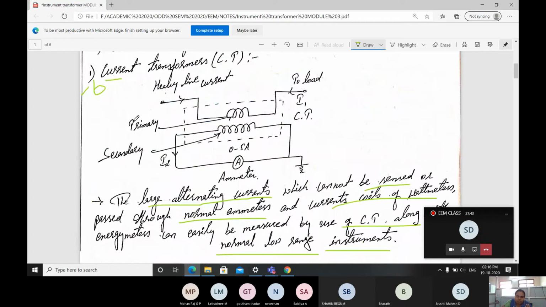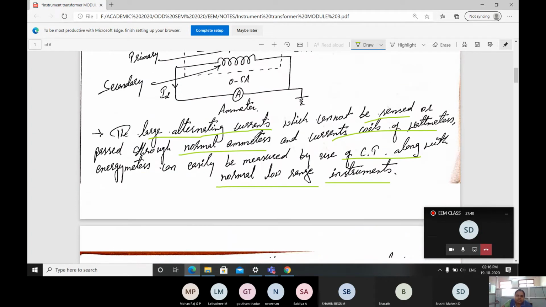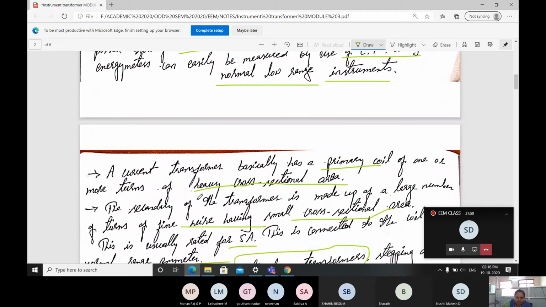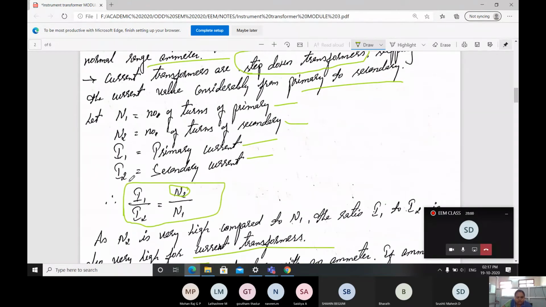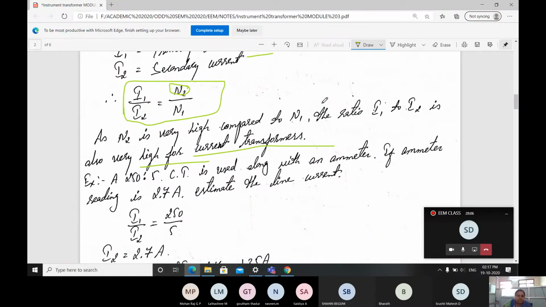Just draw the diagram and go on writing what is there in the diagram. The main point is that current transformers are step down transformers. Go with a small equation, that is I1 by I2 is equal to N2 by N1. This is about the current transformer.